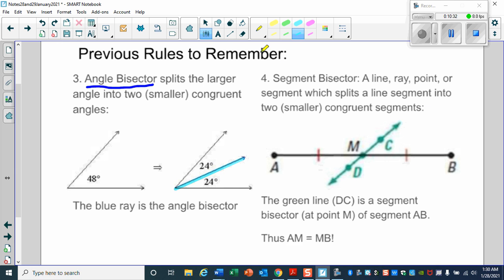Segment bisector. Similar to an angle bisector. The only difference is a line segment is being split into two smaller congruent segments. So this line DC is a segment. It's a segment bisector right here, point M.